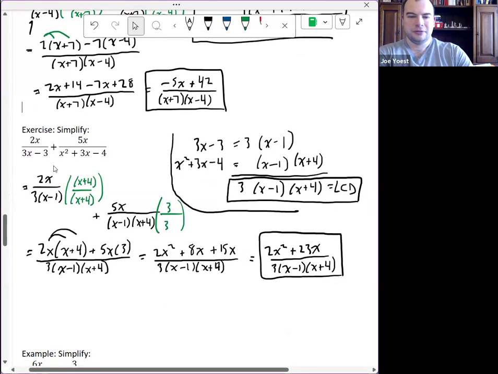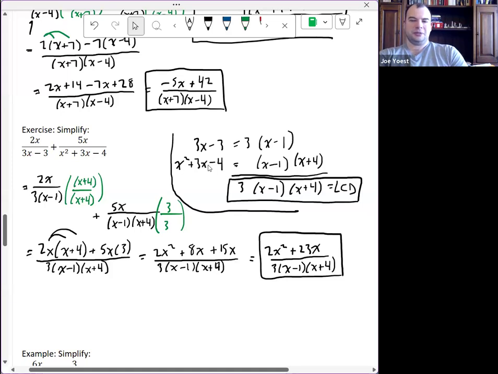Okay. For our second one down here, 2x over 3x minus 3 plus 5x over x squared plus 3x minus 4. Both of these denominators can be factored. So we start with 3x minus 3. This can be factored as 3 times x minus 1. And be a little careful when doing this factoring. I had a typo in my writing there for a couple of seconds, then fixed it. But 3 times x minus 1.